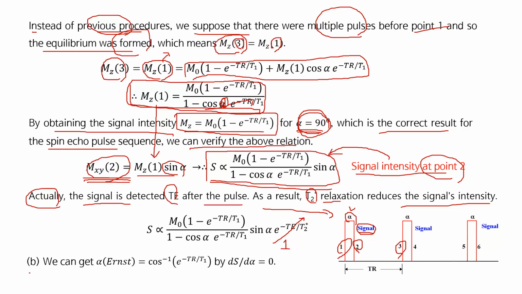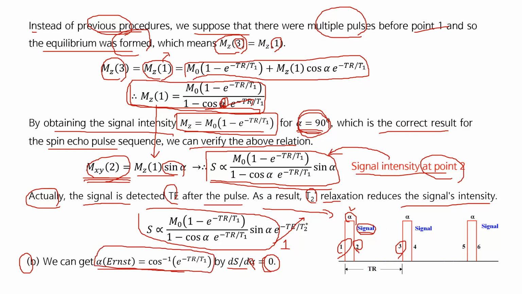And question B: find the largest signal intensity angle. So we differentiate this signal according to alpha, and if we set it to 0, then we can get the largest angle by this form.